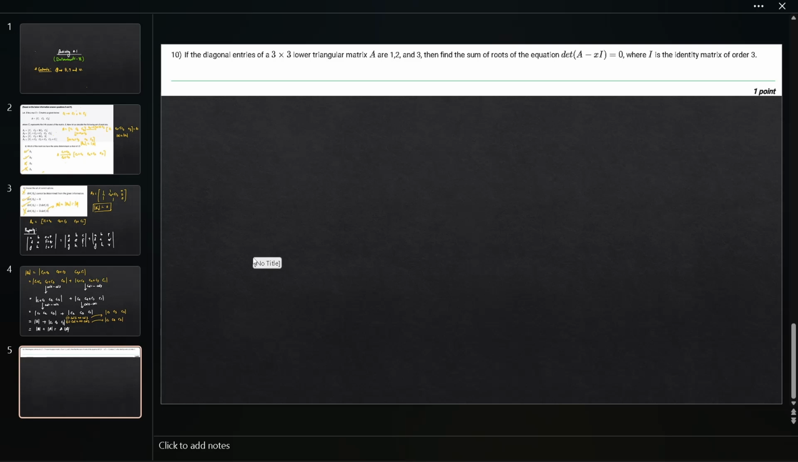Okay. Finally, let's move on to question number 10. That is the last question for this activity. It says that if the diagonal entries of a 3 cross 3 lower triangular matrix are 1, 2, and 3, then find the sum of the roots of the equation. So I'm taking my A as some arbitrary lower triangular matrix. Lower triangular matrix means these 3 entries are 0. Now it says the diagonal elements are 1, 2, and 3. And then I'll put some arbitrary values over here. So let's take P, Q, R. So it is a lower triangular matrix having diagonal entries as 1, 2, 3.